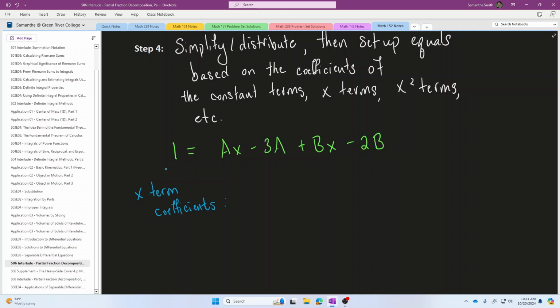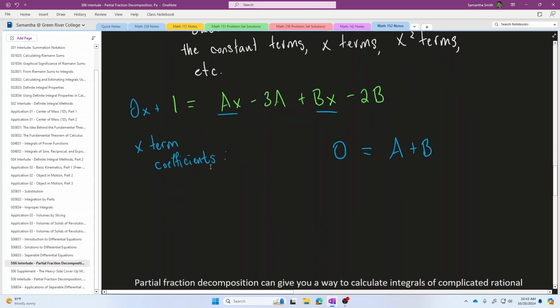On the right-hand side of this equation, the coefficients of x are A and B. And on the left-hand side of this equation, I don't have any x's. I have 0 x's. So on the left-hand side of the equation, my coefficients of x are 0. And from looking at the coefficients of the x terms alone, I have one equation that's telling me about what A and B are doing. A plus B must be equal to 0.